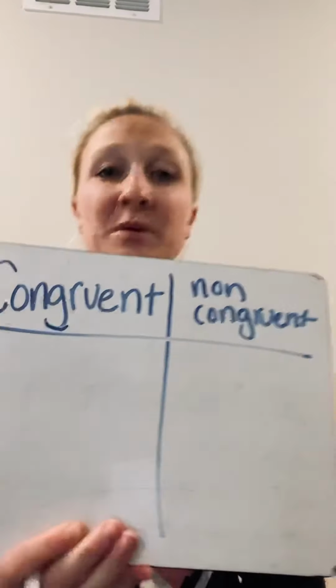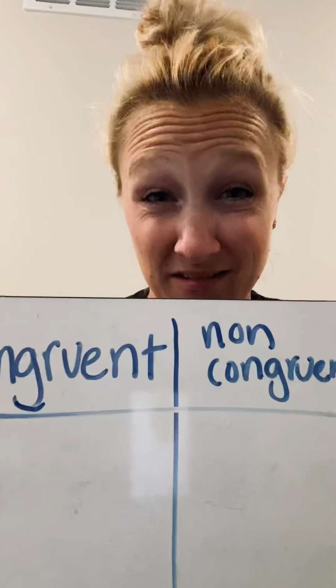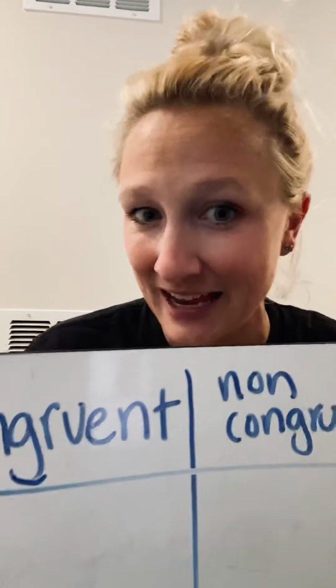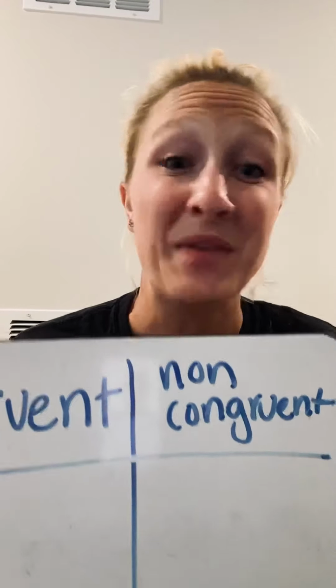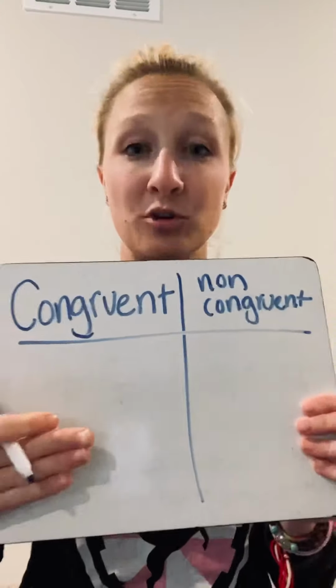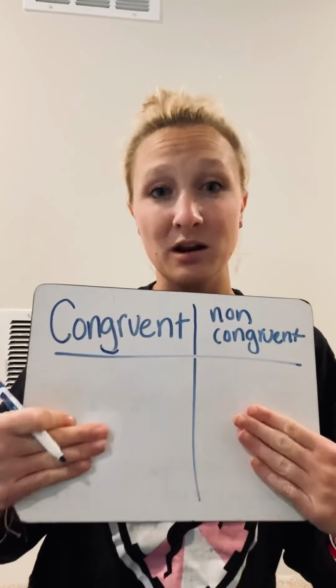When you see this, you're going to see not the word not, but the word non. I always think of something like non-stick, which means it does not stick. This means non-congruent. They are not congruent. So I'm going to do an example of some congruent pairs and some non-congruent.